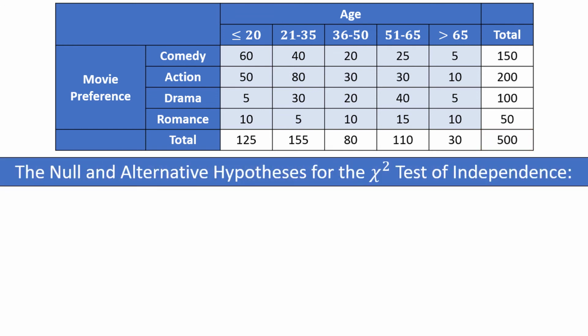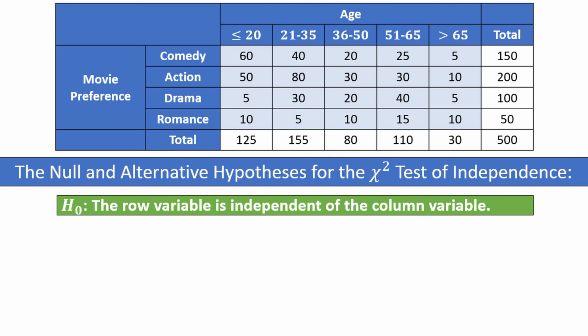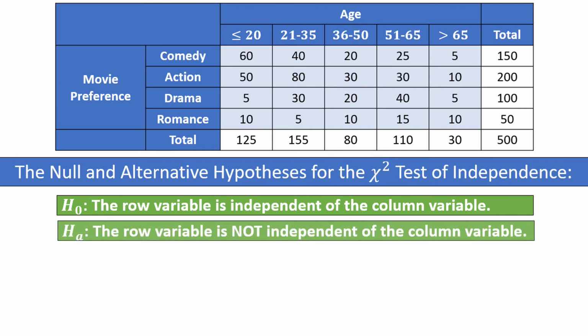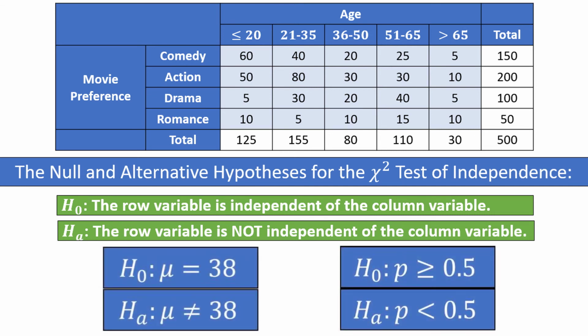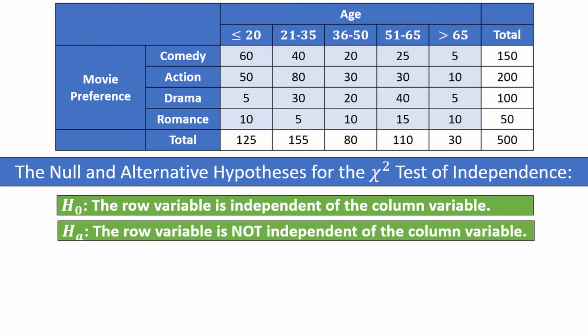For a chi-square test of independence, the null hypothesis is always that the row variable is independent of the column variable, and the alternative hypothesis is always that the row variable is not independent of the column variable. And yes, we literally write out a sentence for the null and alternative hypotheses, which might seem a bit odd if you are used to hypothesis tests with means or proportions, where we use parameters like mu or p, and then we had to think about which inequality signs to use. For a chi-square test of independence, we don't have to worry about those things. The null and alternative hypotheses always take on this form.